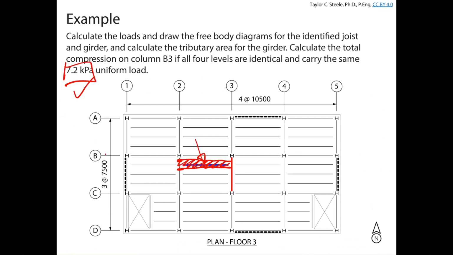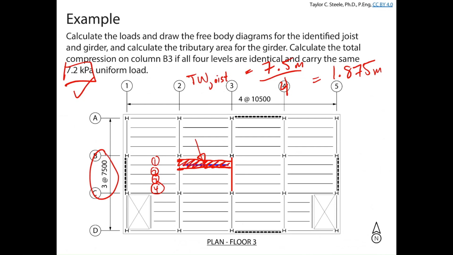If we were to look at that, we would see, okay, the distance between column line B and C is 7.5 meters. And then we're just going to count the spaces between joists. We've got 1, 2, 3, 4 spaces between the joists. And so if the joist spacing is 7,500 divided by 4, the tributary width for that joist is going to be 7.5 meters divided by 4, which is 1.875 meters. Okay, so that's the tributary width for that joist. That's the area of floor that the load in that joist is proportional to.